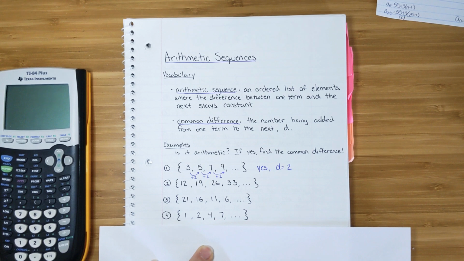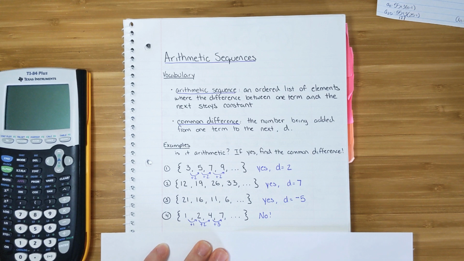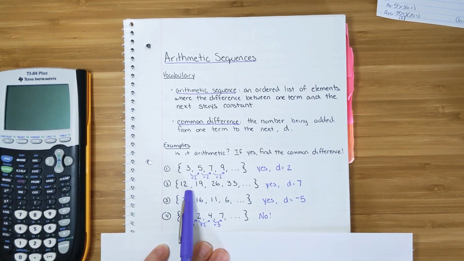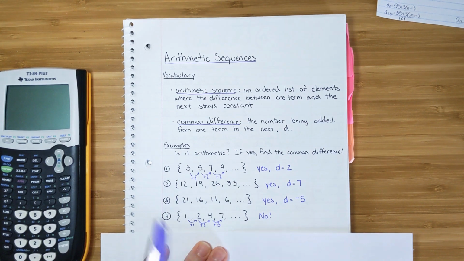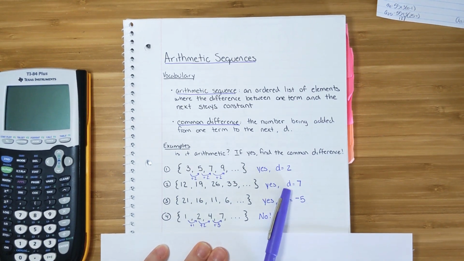All right, so pause the video, see if you can answer the next three questions. First of all, is it an arithmetic sequence? And if it is, what's that common difference? All right, so how'd you guys do? Okay, number 2 is an arithmetic sequence because you're adding 7 every single time. So that common difference is the positive 7.